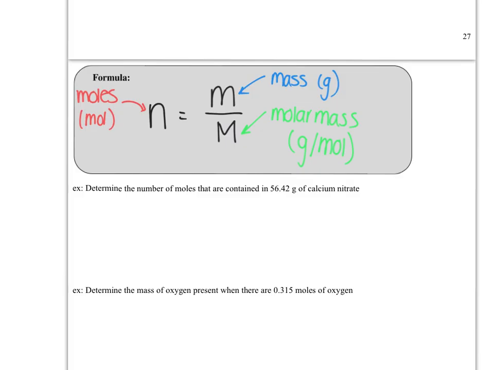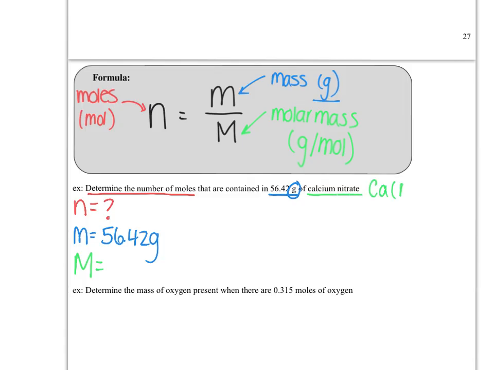What I like to do is make a list of what I know. I am trying to determine the number of moles, so I am trying to find n. I have 56.42 grams. It's not explicitly stated, but this is a mass because of the unit grams. So I can say I have a mass. And then we need the molar mass of that compound. To get a molar mass, we would have to calculate it by writing out the formula here: Ca(NO3)2.